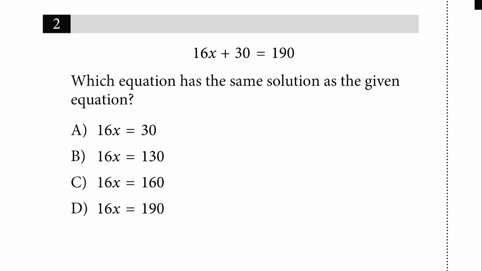Which equation has the same solution as the given equation? First, we can look at all of our answer choices and see that they're all equal to 16x, and that's telling us that we can just go ahead and subtract 30, so our answer is going to be C.